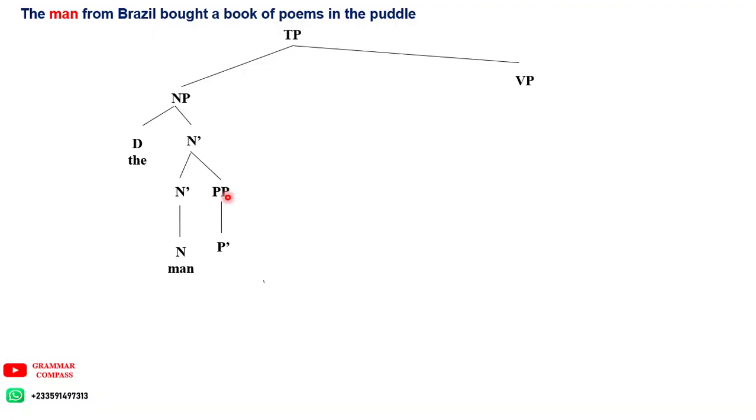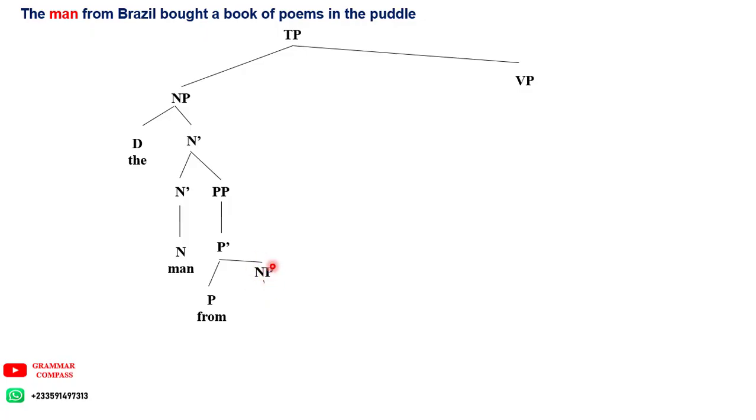Now this P bar, that is from Brazil, has the preposition from. So applying the rules of the preposition, it will move on to the preposition from. Since the NP is the object or the complement of the preposition, we do not bring a bar again for the preposition, because it is the complement rule that we are applying here. So the P is a sister to the NP.